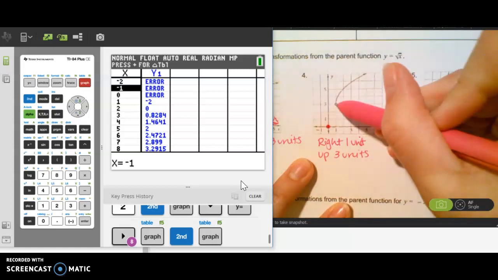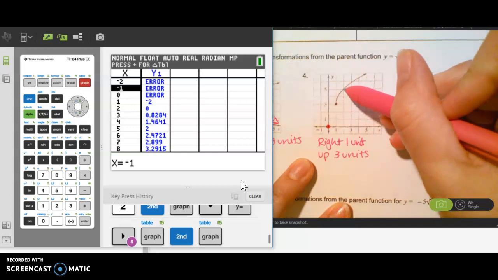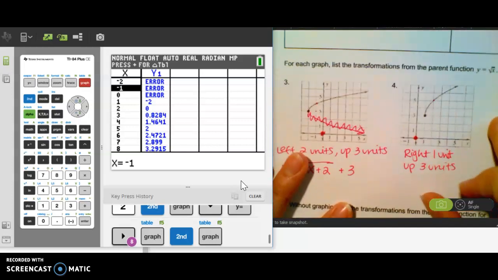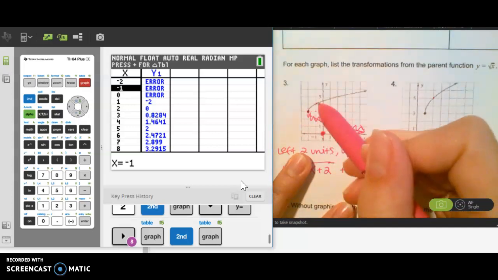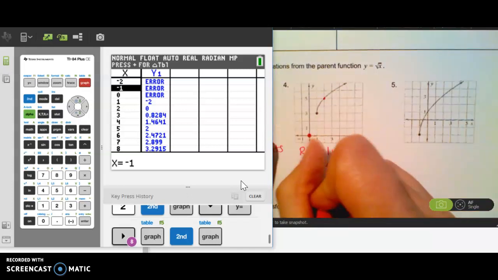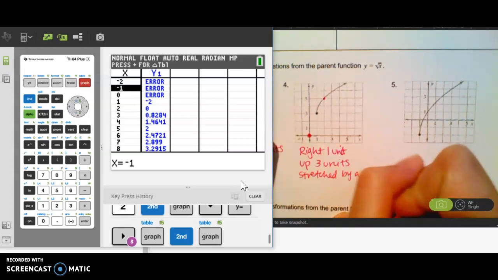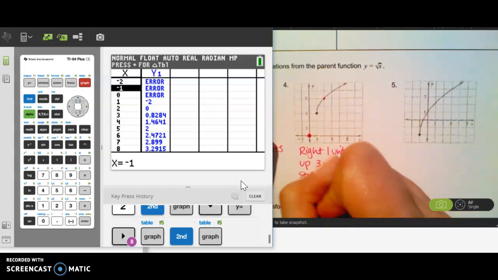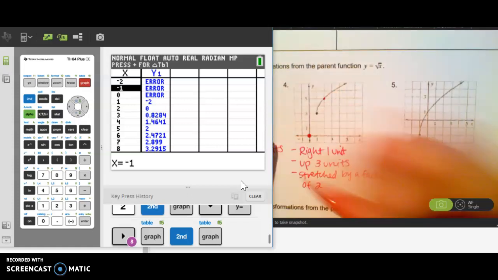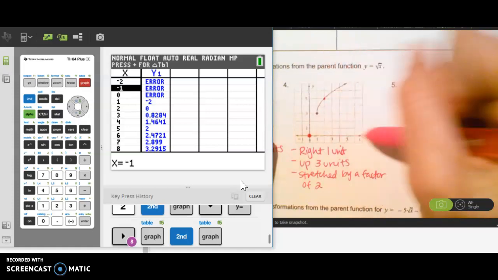And on this one, let's look. We go over 1 and up 2. So what does that mean? Because this one had no stretch or shrink and we went over 1, up 1. This one, we go over 1, up 2, which means it was stretched by a factor of 2. This one was not reflected because it curves up. A reflection means it curves down.